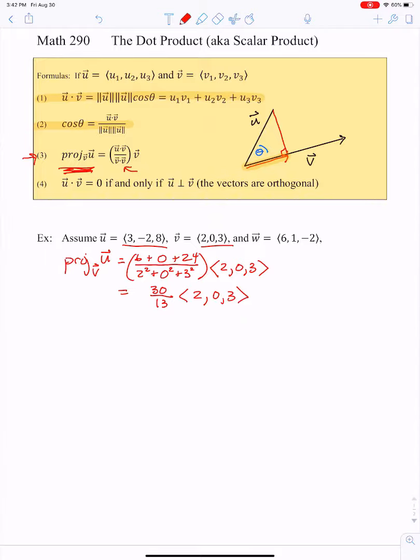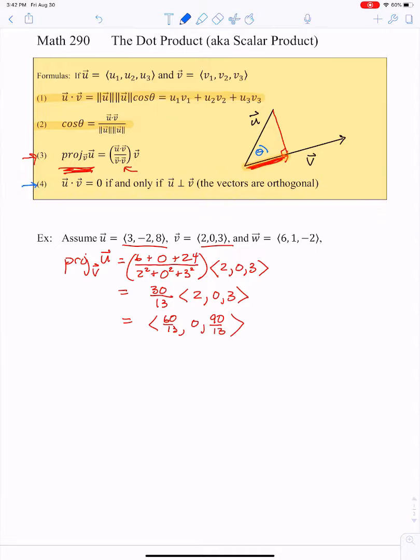And now you could leave it like that if you want. If you wanted to, you could distribute the fraction through and make it 60/13, comma 0, comma 90/13. And that's the projection. That's this red vector right here. That's the amount of u that's going in the direction of v. Okay. Now, just to be clear, if you did the opposite, if you did v onto u, that would be a vector parallel to u. So the formula would give you a different vector.